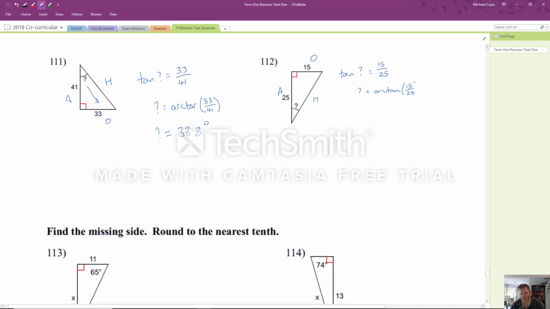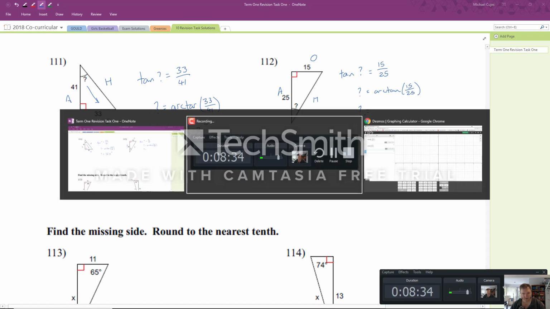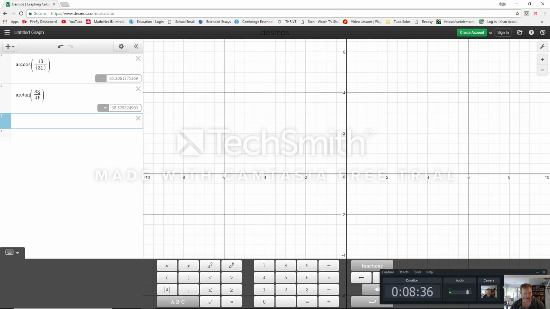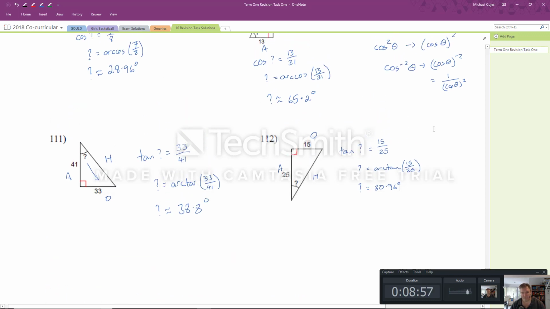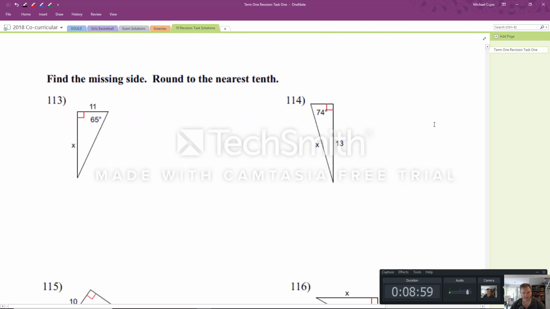15/25. And yes, we could have simplified that to 3/5, but your calculator's not going to know any different, so that's okay. Going across, arc tan of 15/25. Let's see if I got them in the right place that time. I did. 30.96. You can see here I'm switching between 1 and 2 decimal places. In the exam, it will probably be 2 decimal places unless it's stated otherwise, or it might say 3 significant figures. You go with what's comfortable and what makes sense for you.